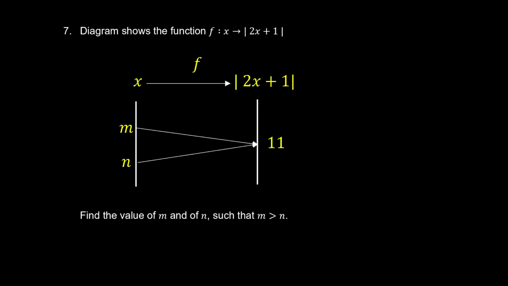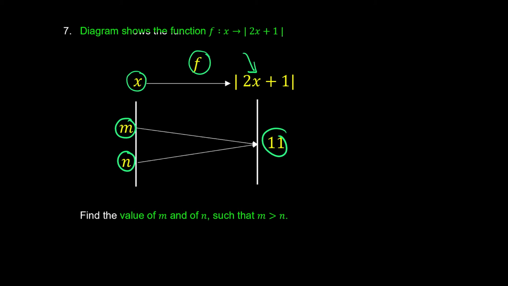Question number 7. The diagram shows the function f of x is equivalent to modulus of 2x plus 1. Find the value of m and n such that m must be bigger than n. If you look at this one, they tell us that the f function is going to receive the x as input, and this is how we're going to process the x. And we realize that m and n are going to give us the same answer.